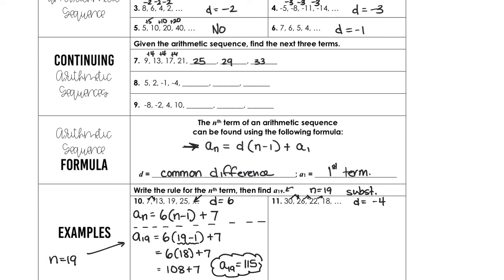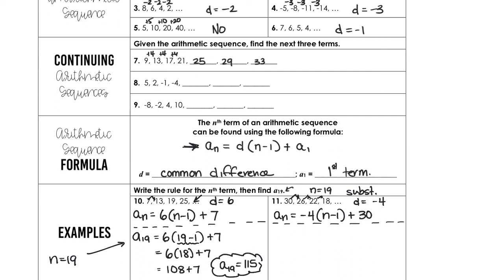So now I can go into my formula. So a sub n is equal to negative 4 times n minus 1, and it is always n minus 1, right? We wrote that in the formula. And then it says plus a sub 1. And now remember, a sub 1 represents the first number in the list, so that's 30. So from there, I have my equation.